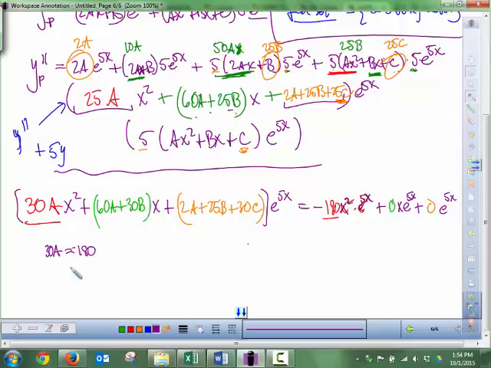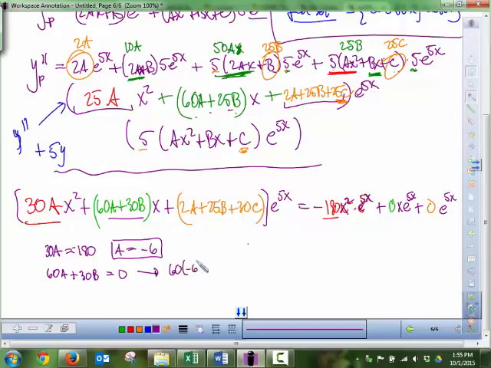You can find your a value here already. What's a equal to? Negative 6. Let's box that. We know that for the x's, we got 60a plus 30b is equal to 0. And since we know what a is equal to, we can plug that in. 60 times negative 6 plus 30b is equal to 0, and this will help us find b already.